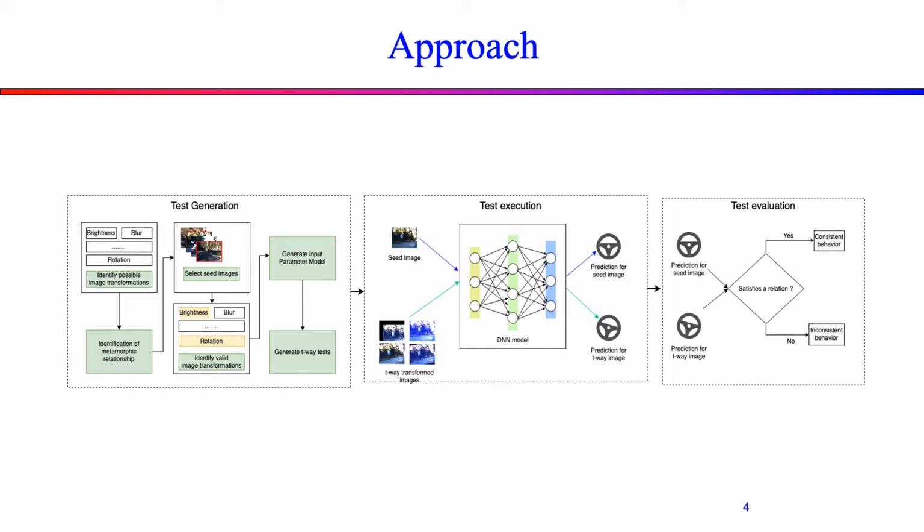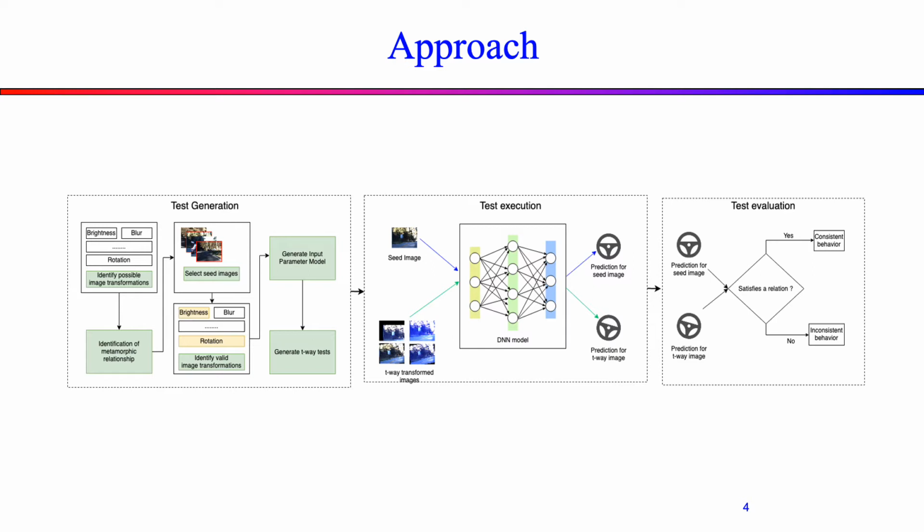We determine the validity by comparing the prediction results of the original image and the transformed image. A transformation is considered valid if the difference between the prediction results of the original image and the prediction results of the transformed image is less than a certain threshold, which is generally defined by the user.